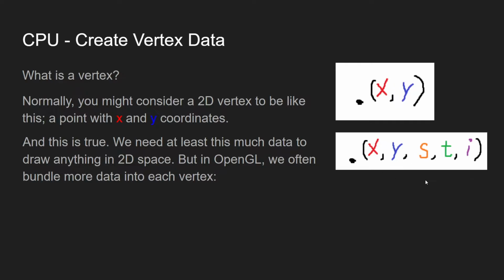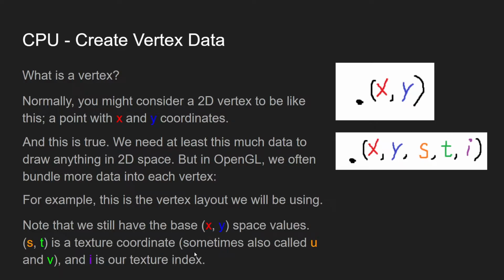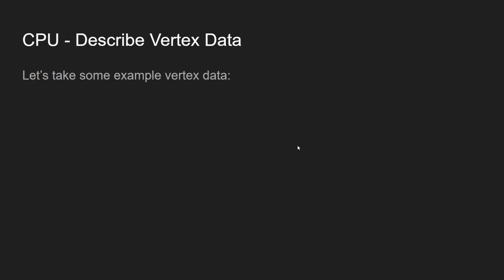So this is the format we'll be using eventually. You have X, Y, ST, and then I. So you have the base X, Y space values, which again are required. Then you have ST, which is essentially another XY pair, but it's a texture coordinate, which I'm not going to get into now. And then I is our texture index, which I'm also not going to get into now. But essentially just know that a vertex is not necessarily only space data. It contains other data.